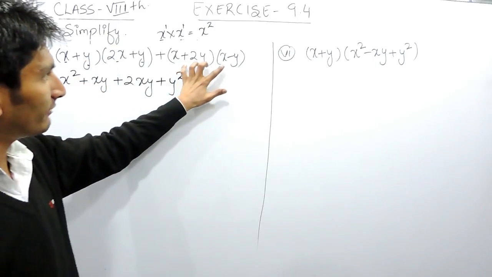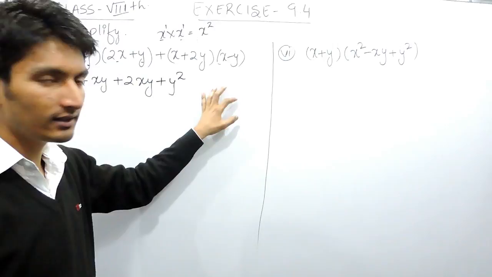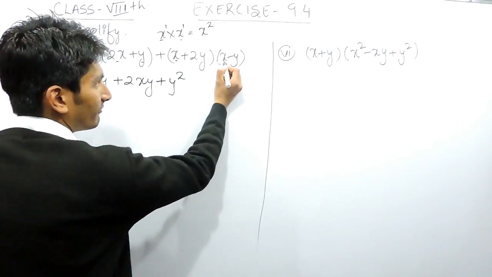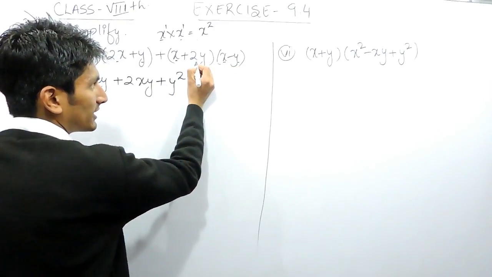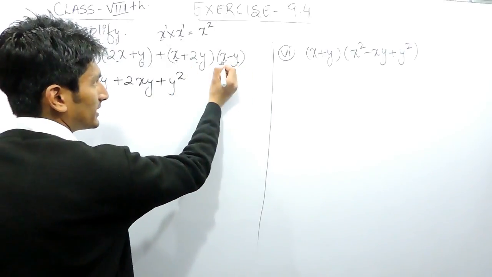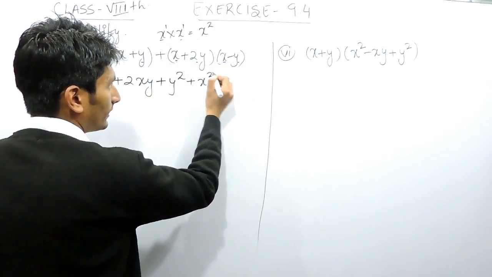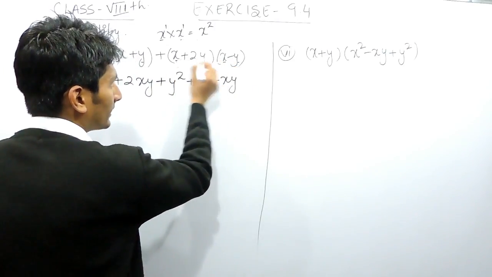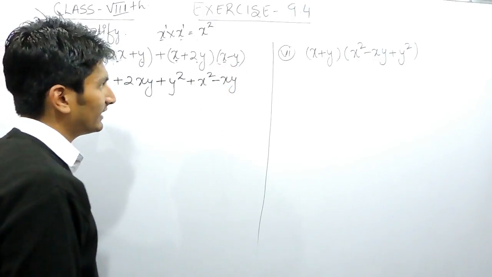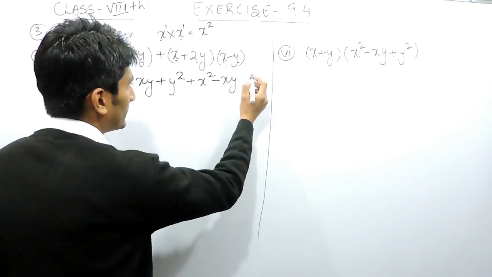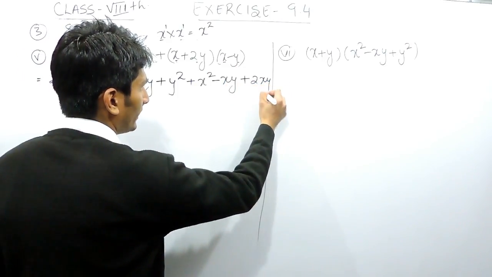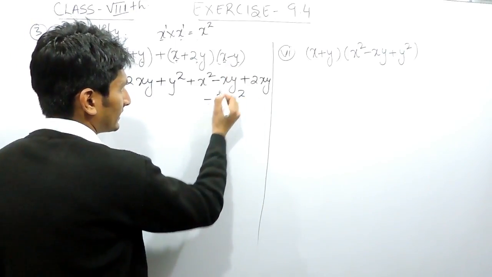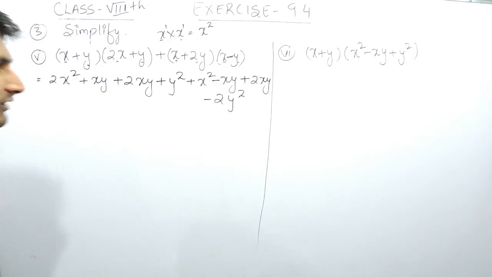Now similarly, to solve this, first of all I have to open the bracket, and for that you have to multiply this x with both the terms. Similarly, you have to multiply this 2y with both the terms. So x multiplied by x will give x square. x multiplied by y will give minus xy, because when plus and minus are multiplied, the sign is negative. Then 2y multiplied by x will be 2xy, and 2y multiplied by y will give 2y square with a negative sign, because there is a negative sign with y.